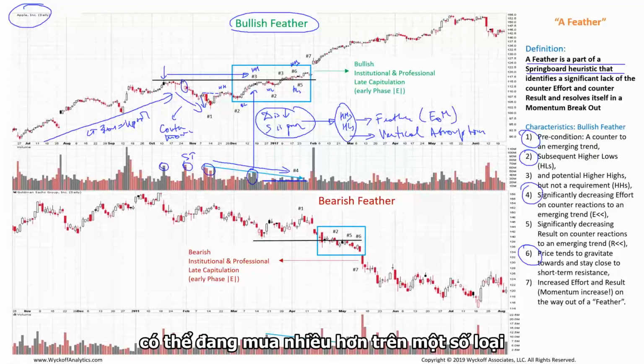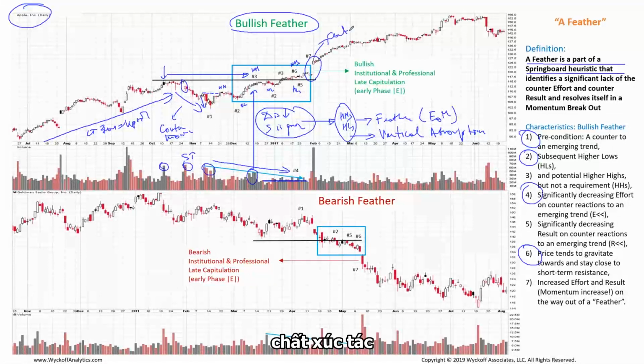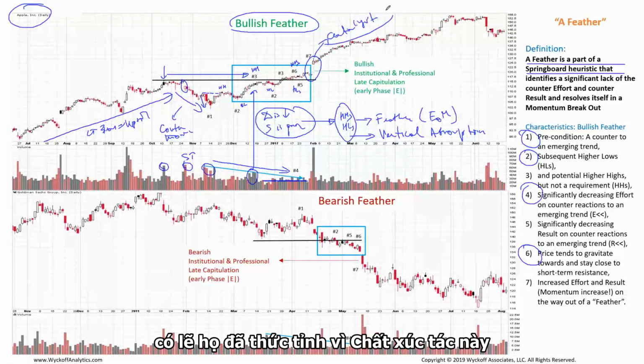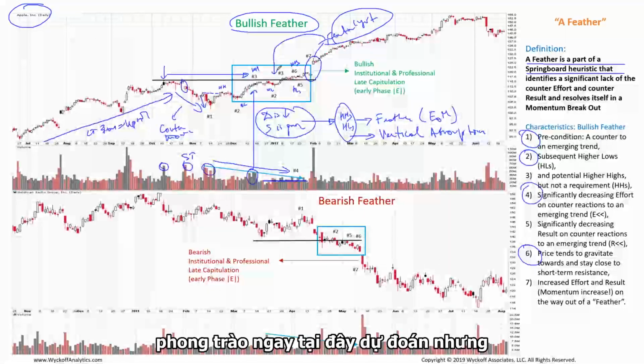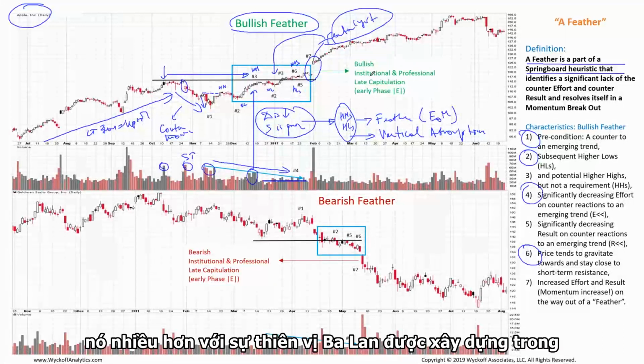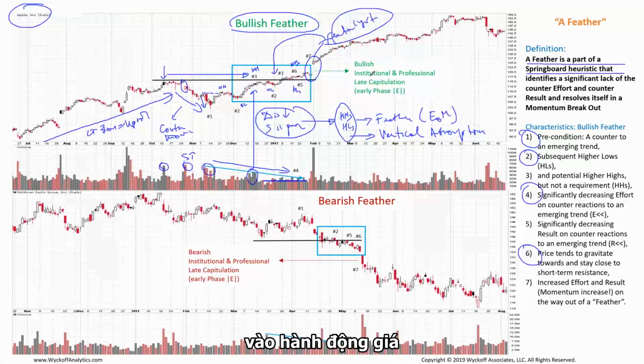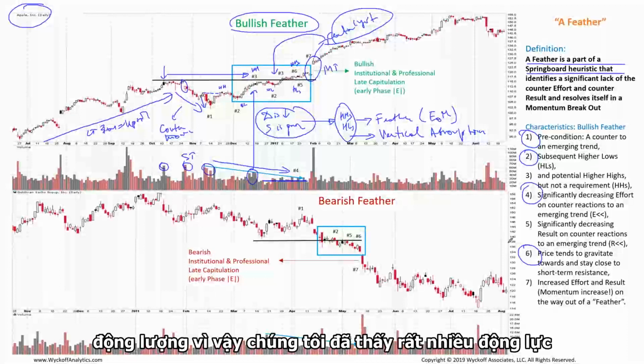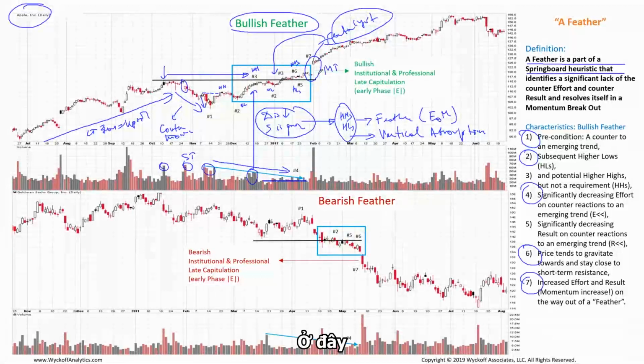They might be buying more on some kind of catalyst. Maybe they're waiting for this catalyst, and that's what creates this type of movement right here. Anticipation, but it's more with the bullish bias built into the price action. And then when this catalyst happens, they add more effort, and that pushes the price up with a lot of momentum. So we're seeing a lot of momentum here. And then after such momentum, there is usually a continuation to the upside.